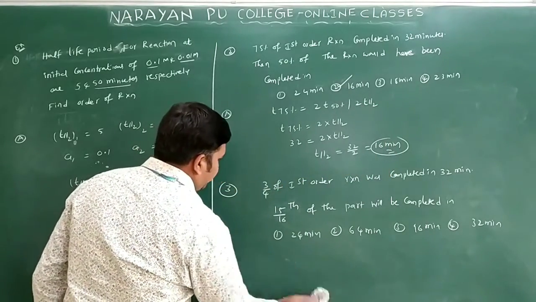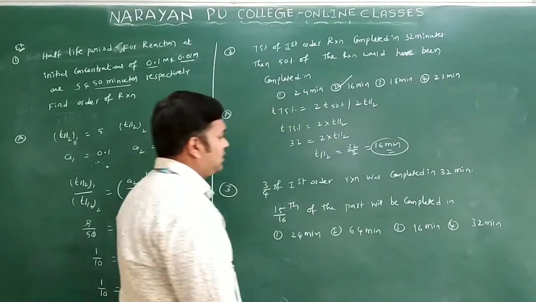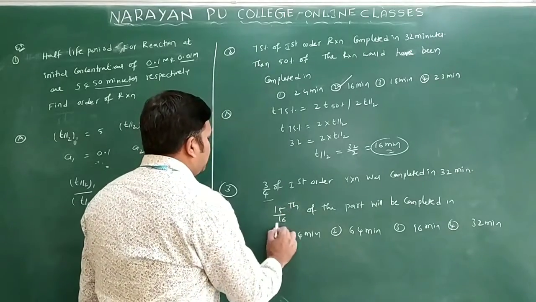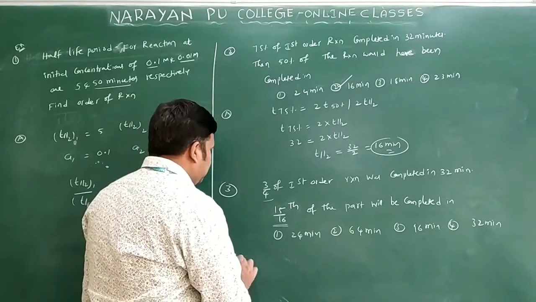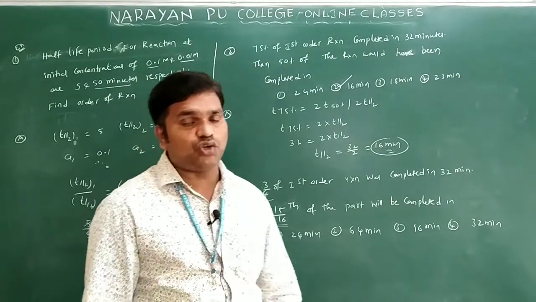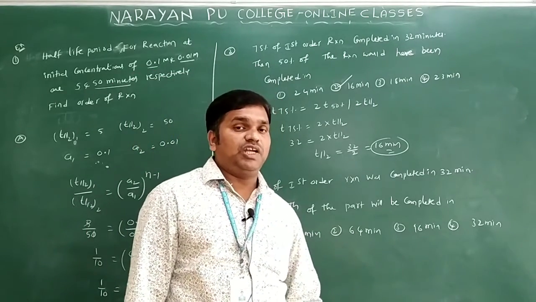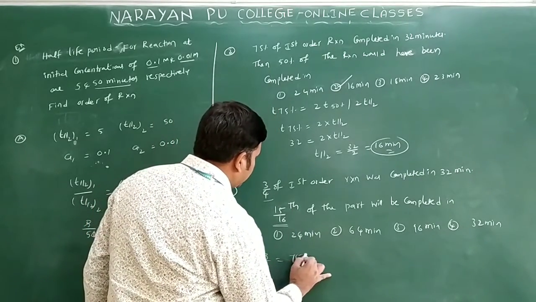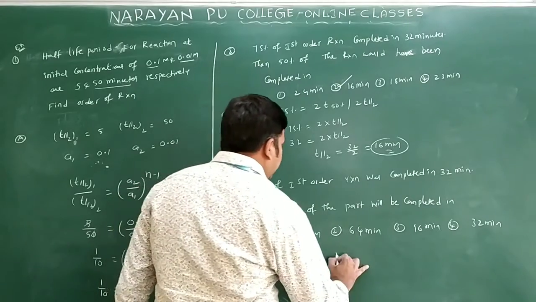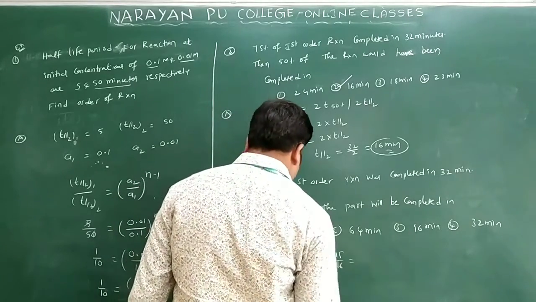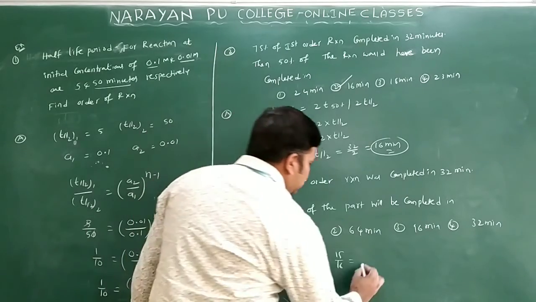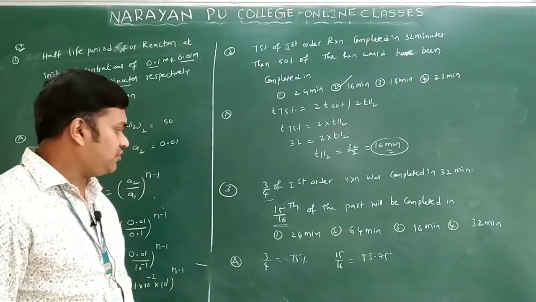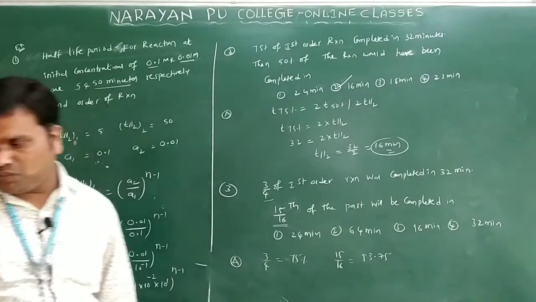So this is the question. Three by fourth of a first order reaction is completed in 32 minutes. What about 15 by 16th part of the reaction? 3 by 4, 15 by 16. Generally 3 by 4 means you will get 0.75. That 0.75 multiplied by 100 gives 75%. So I will write 3 by 4 is equal to 75%. Here we get 15 by 16, which is 0.9375. That multiplied gives 93.75%, so T 93.75%. So T 75% is there. One more what we have?